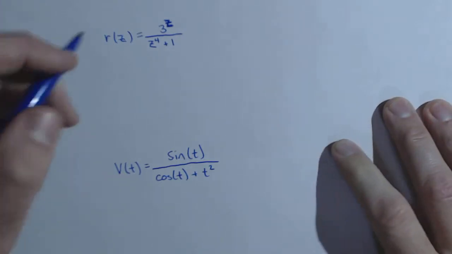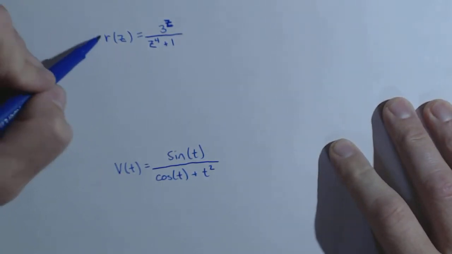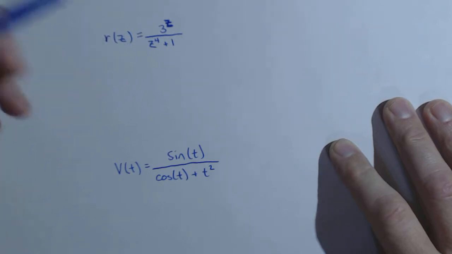In this video, we're going to do a couple of examples using the quotient rule. So that means we have a quotient that can't be simplified into anything nicer.